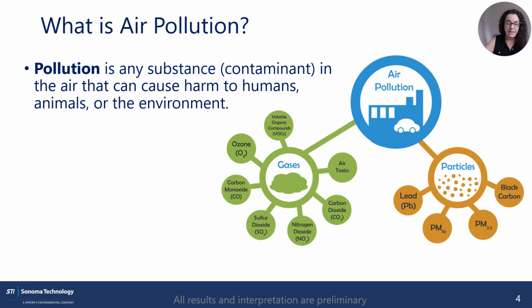Gases might include things that you've heard of before, like ozone, carbon monoxide, carbon dioxide. There are a few other ones listed on the slide as well. What we'll be talking about today is the volatile organic compounds. And then particles: there are a few different types of particle classifications that we look at. One of those is called lead, which you may have heard of. And then there are two others that we'll be talking about, PM 2.5 and PM 10.